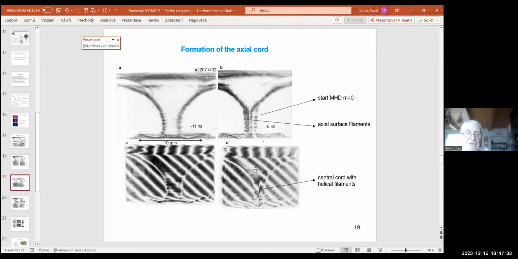Next it is a similar part. We see once more the axial filaments in the surface, and we see once more the central dense cord, inside which we can observe filamentary helical structures.